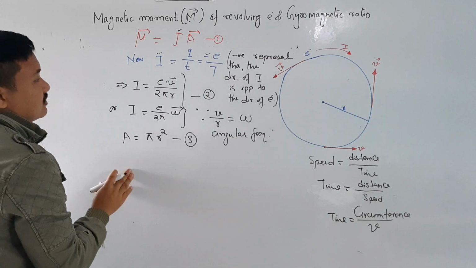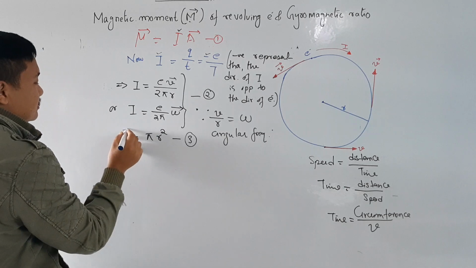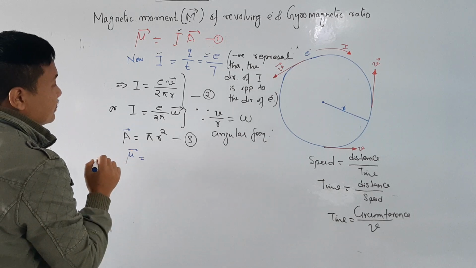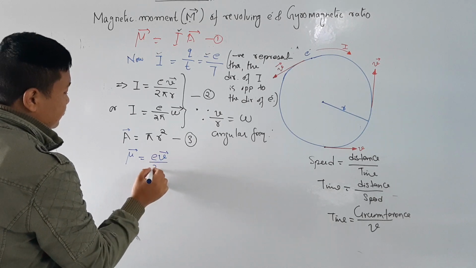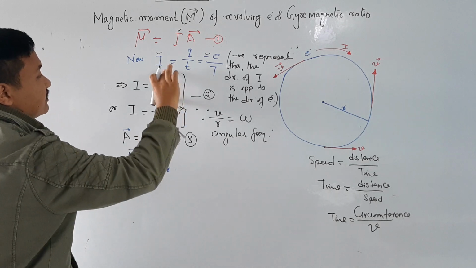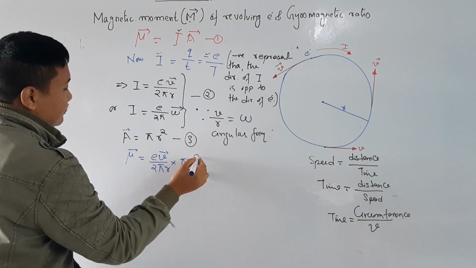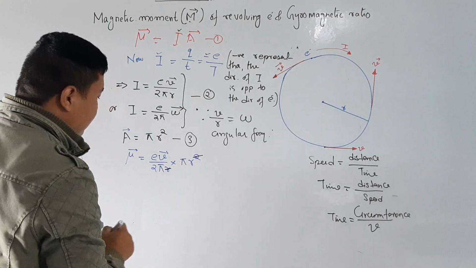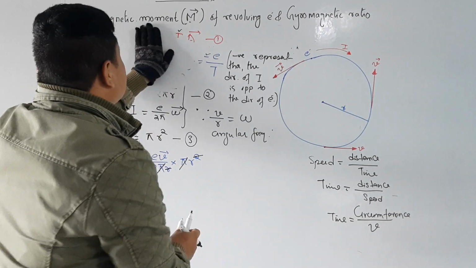Yes. So substituting the values of I and A in equation 1, I get mu vector is equal to, I is my E V vector divided by 2 pi r, okay, and into area, which is pi r square. So this r will cancel with one of the r, and this pi will cancel with this pi, and what do I get? Tell me.